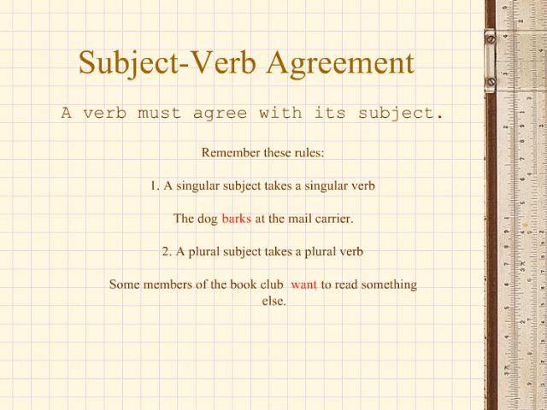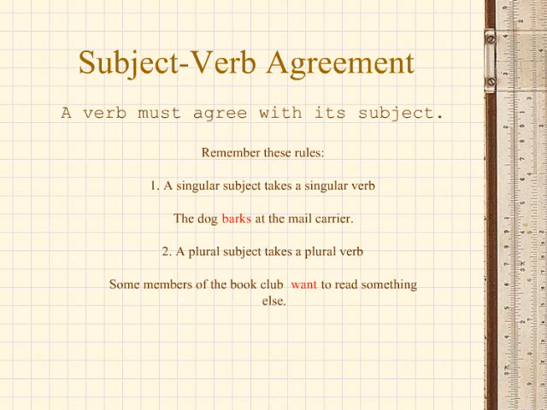Let's look at correct versions of these same sentences. The dog barks at the mail carrier. The cat runs up the tree. The boy lingers at the scene of the crime. Some members of the book club want to read something else. Doesn't that sound better? Let's consider the rules. A singular subject takes a singular verb. A plural subject takes a plural verb.